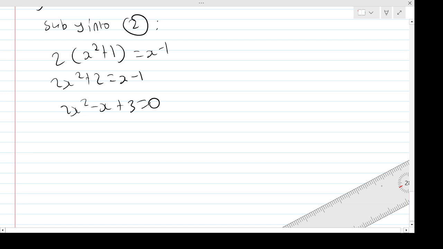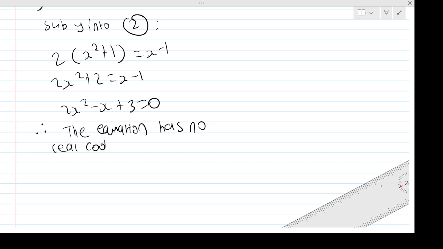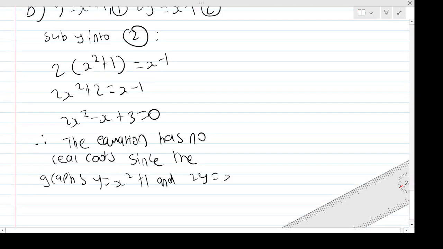But there we are. So again, it's going to be the same sort of reasoning. So, therefore, and I can use these 3 dots to represent therefore, the equation has no real roots since the graph y is x squared plus 1 and the graph 2y, what was it? 2y was x minus 1, was it? Yes. Or you could say y was a half x minus a half, doesn't matter. And 2y is x minus 1 do not intersect. Okay, cool. There we are.